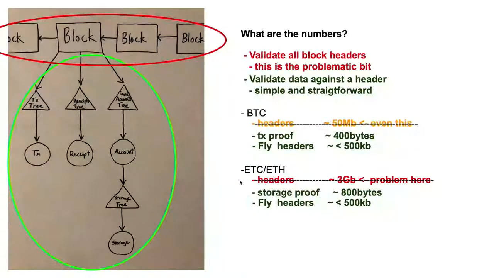So I just want to preface where we're going to get to, which is that with FlyClient, we can get that down to 500 kilobytes. That's three orders of magnitude difference. At that point, you're not just talking about a speedup, you're talking about entirely different kinds of software architectures that become possible.